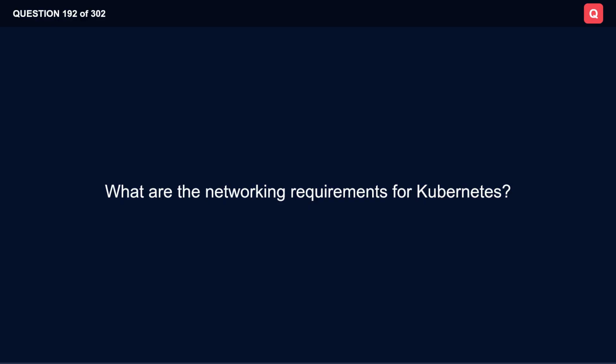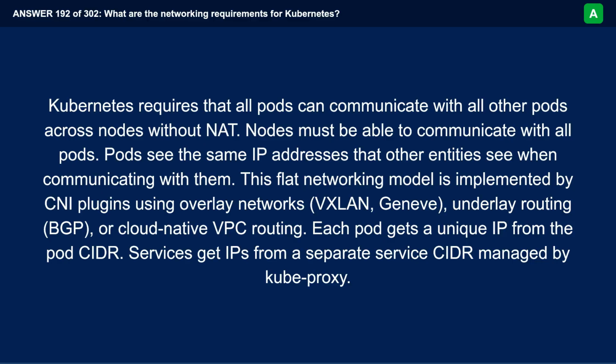What are the networking requirements for Kubernetes? Kubernetes requires that all pods can communicate with all other pods across nodes without NAT. Nodes must be able to communicate with all pods. Pods see the same IP addresses that other entities see when communicating with them. This flat networking model is implemented by CNI plugins using overlay networks, VXLAN, Geneve, underlay routing, BGP, or cloud-native VPC routing. Each pod gets a unique IP from the pod CIDR. Services get IPs from a separate service CIDR managed by kube-proxy.